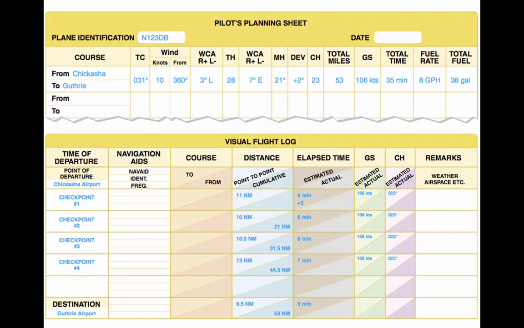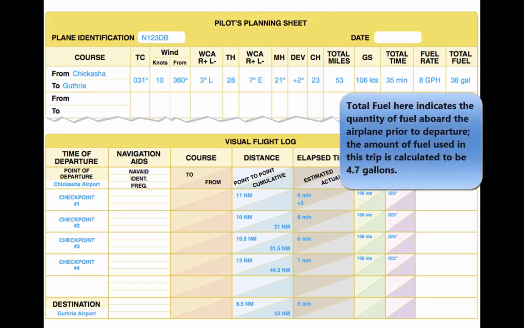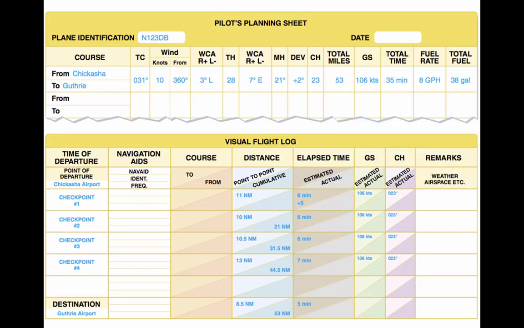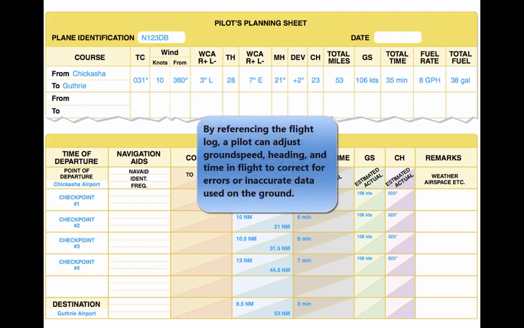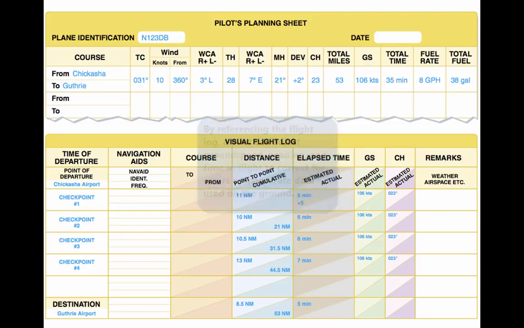For this trip, the GS is 106 knots and the total time is 35 minutes, 30 minutes plus 5 minutes for climb, with a fuel burn of 4.7 gallons. Refer to the flight log for the time between checkpoints. As the trip progresses, the pilot can note headings and time and make adjustments in heading, GS, and time.